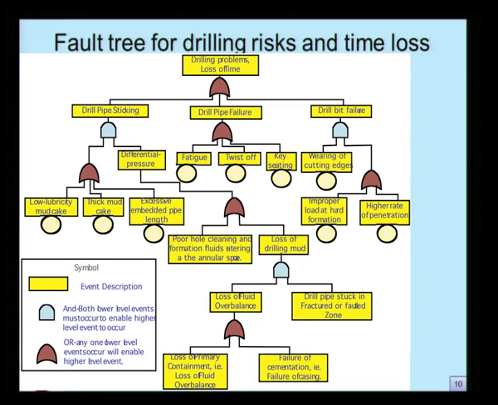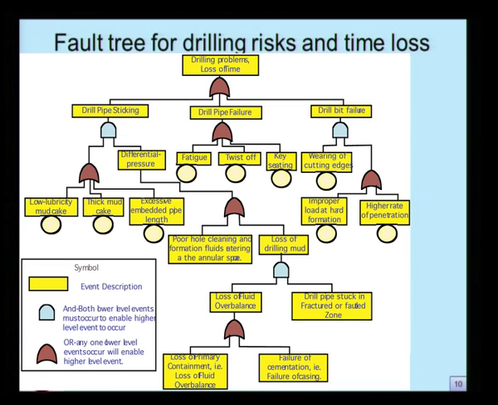The loss of drilling mud can further be due to loss of fluid overbalance or drill pipe stuck in a fractured or a faulted zone. Both of them are necessary to cause what we call the loss of drilling mud. That is why I have used an AND gate here.